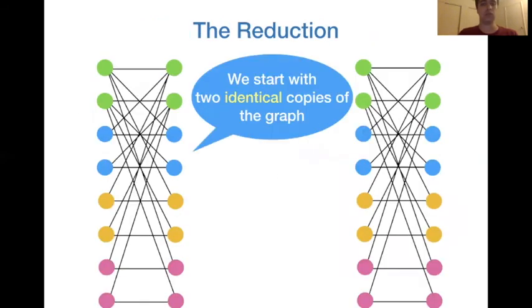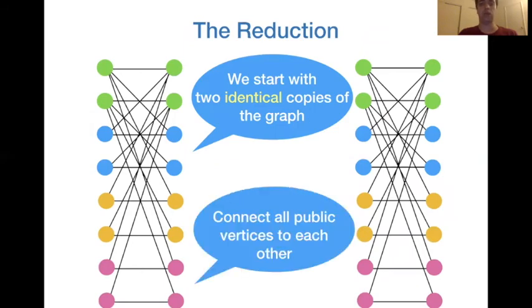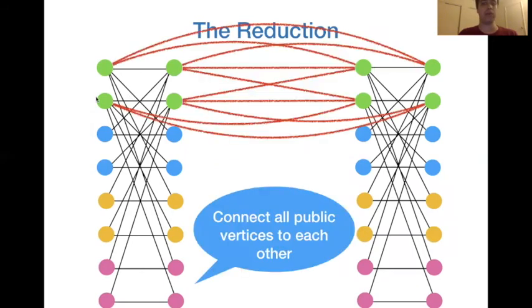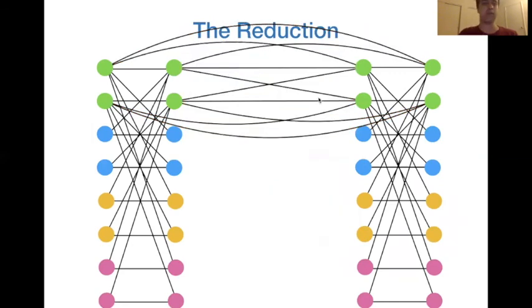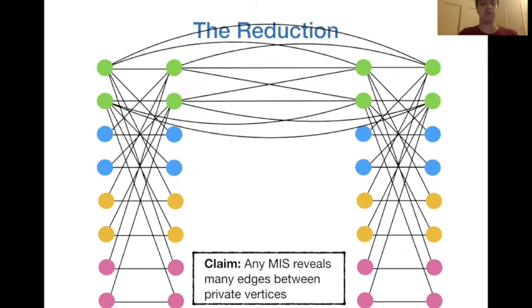We are going to take two identical copies of the graphs from the maximal matching. We are going to connect all the public vertices between them to each other. So that's the graph. And the claim we have is that any MIS in this graph, no matter what type of an MIS we find, is going to reveal many edges between private vertices.